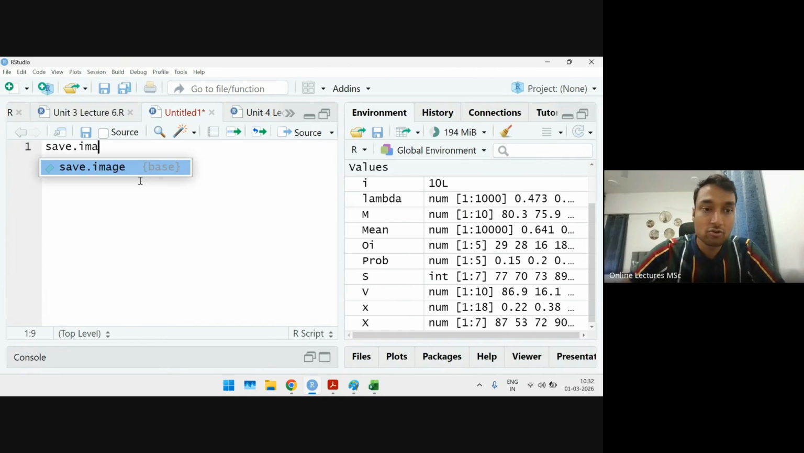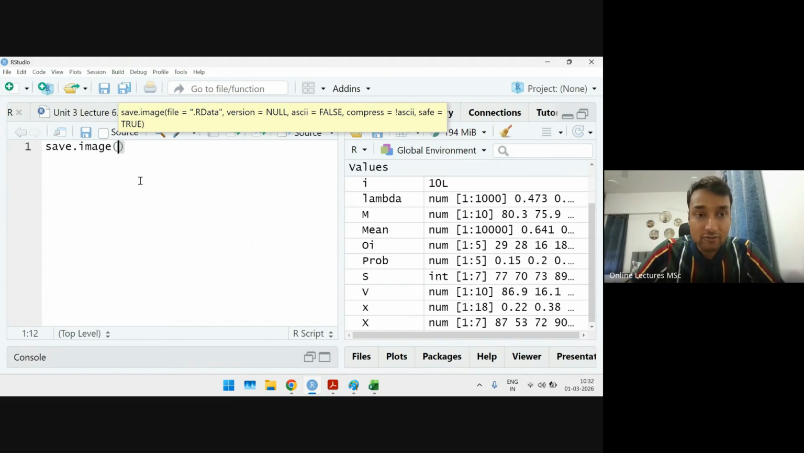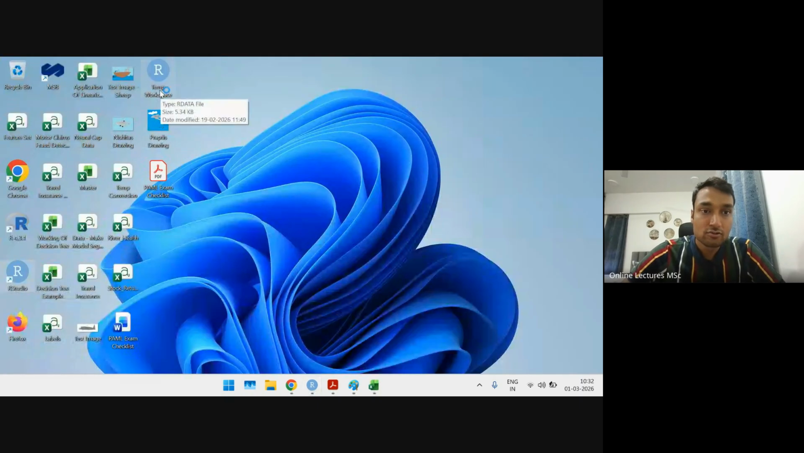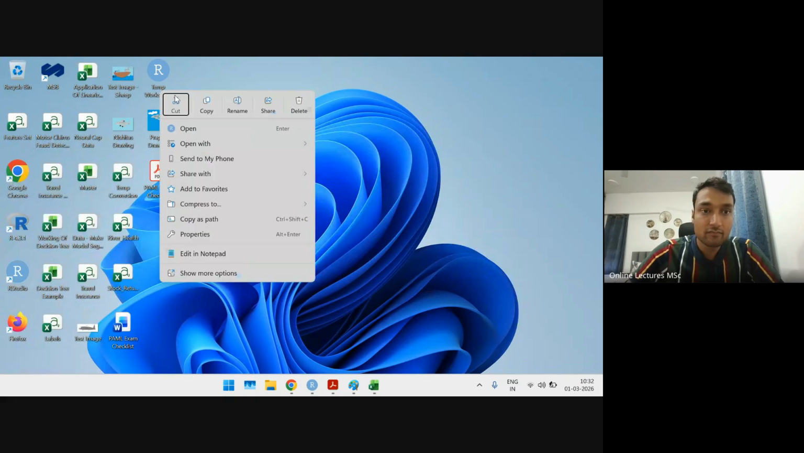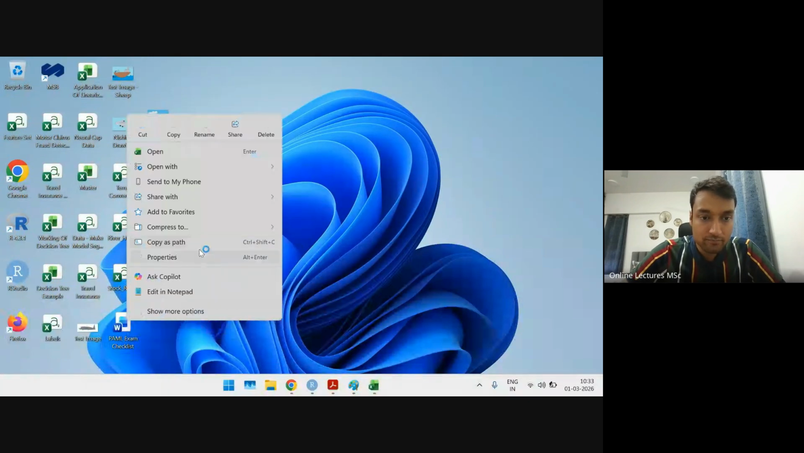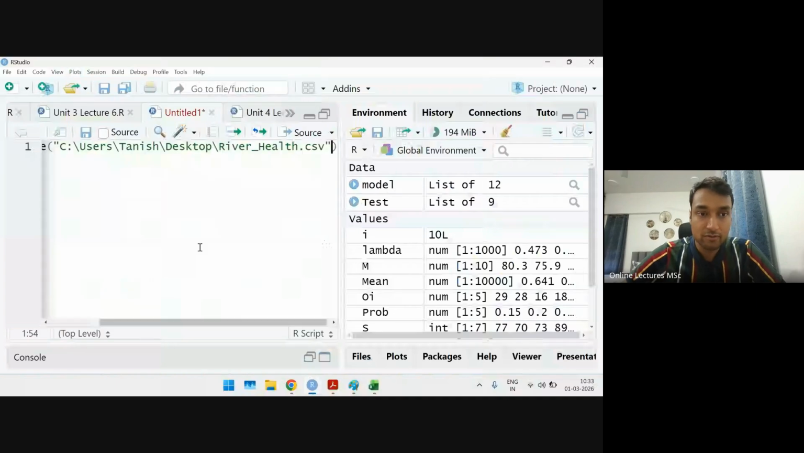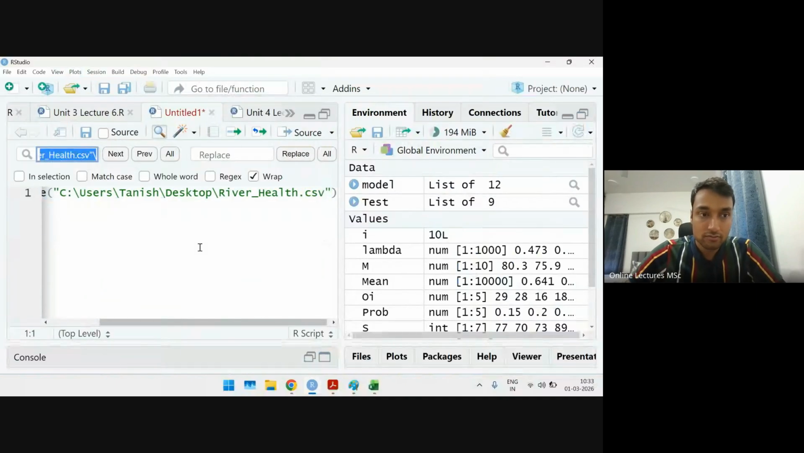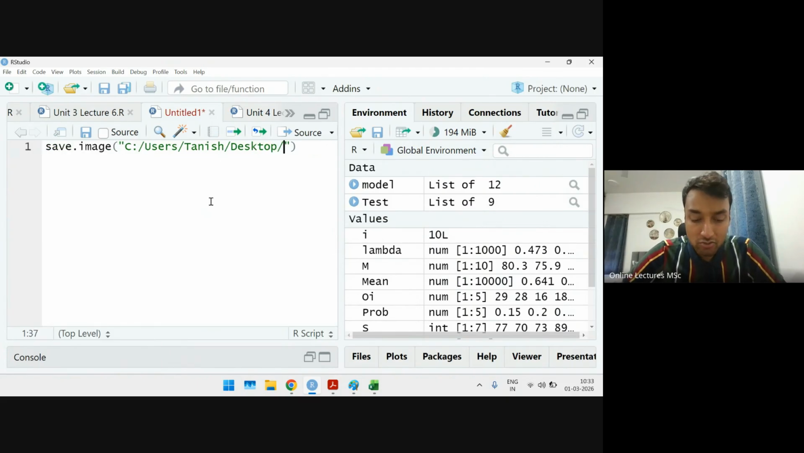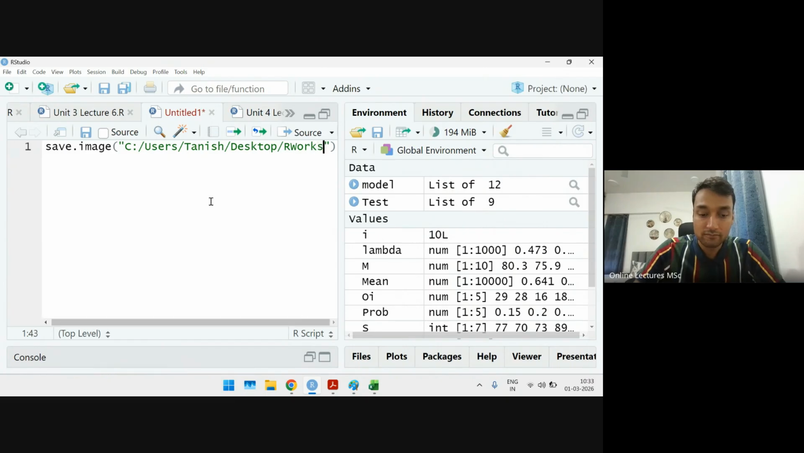You use the function called save.image, and you just give the path where you want your entire environment to be saved. So let's say I want to save it on my desktop. So I am just getting my path for my desktop. Again, in the desktop, what is the name that you want to give to your workspace? Let's say I'm just saying it as R workspace for now.